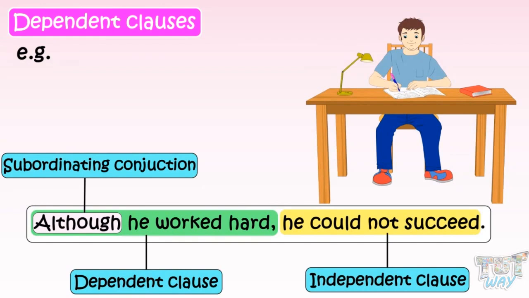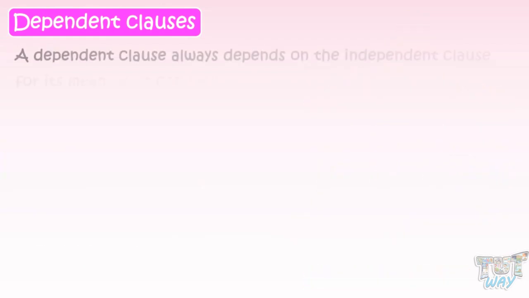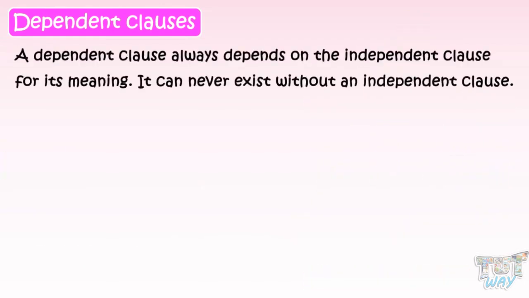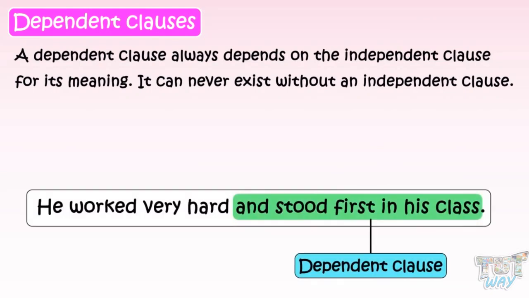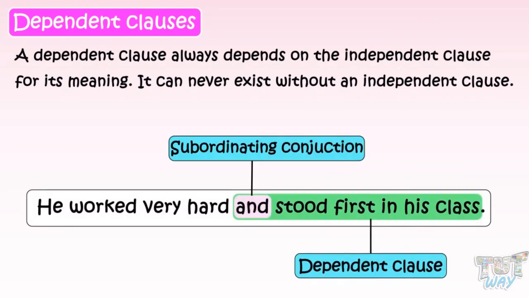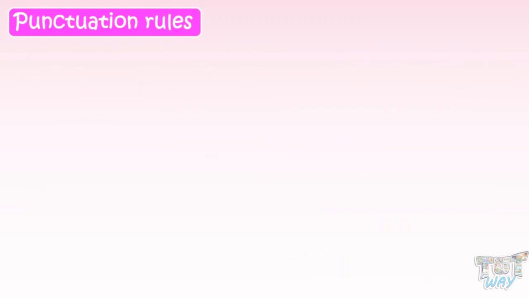We learned a dependent clause always depends on the independent clause for its meaning, and it can never exist without an independent clause. And also, a dependent clause always starts with a subordinating conjunction. Now let's learn about the punctuation rules when we connect a dependent clause with an independent clause.